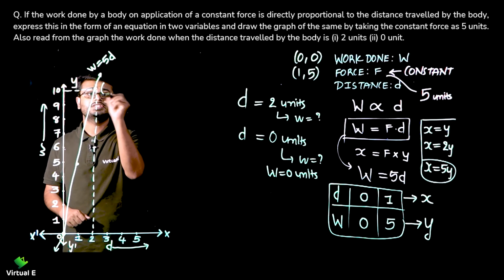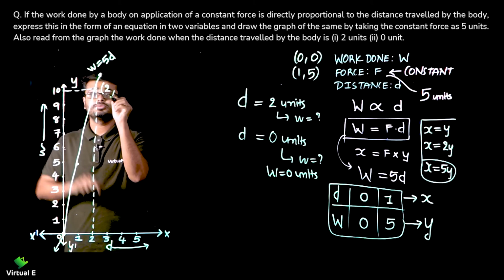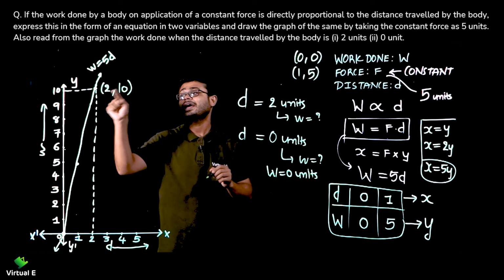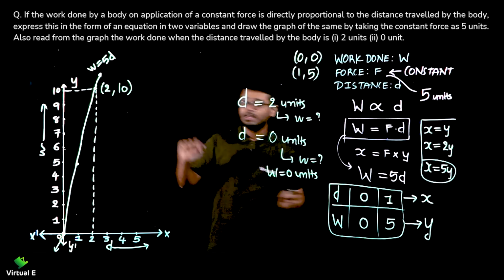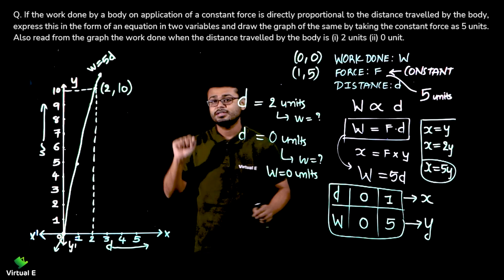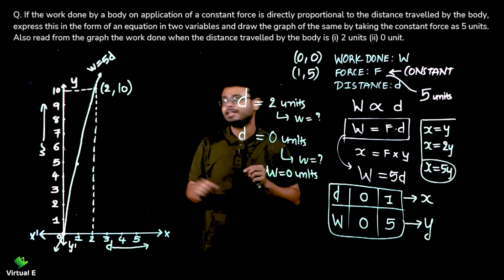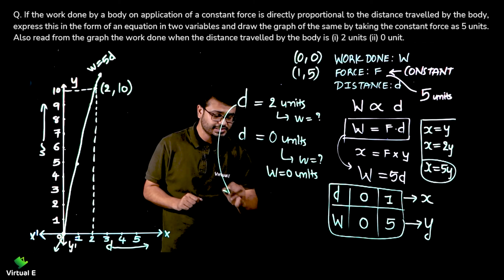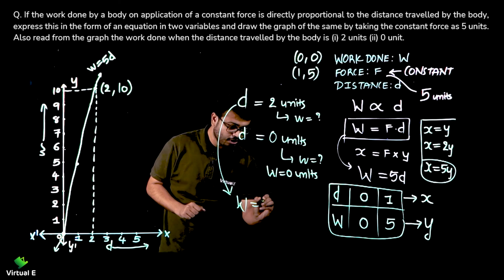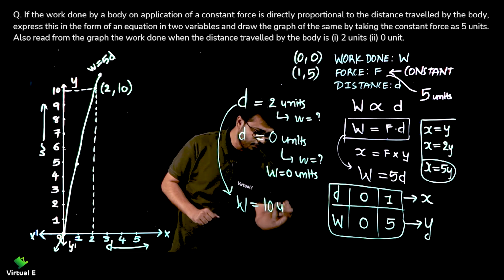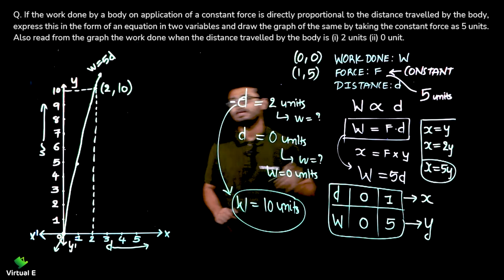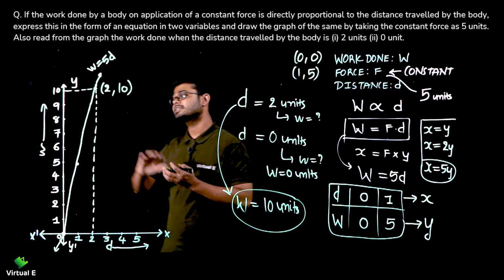At this point, you can see that x-axis 2 and y-axis 10. Now we know that x-axis means what? Distance. Y-axis means what? Work done. So what work done are we getting when we take distance as 2 units? That is, work done in this second case is what? 10 units. Even if you use the formula, you will get the same answer, right? 5 2s are 10. Very simple. So what we are getting is the correct answer.